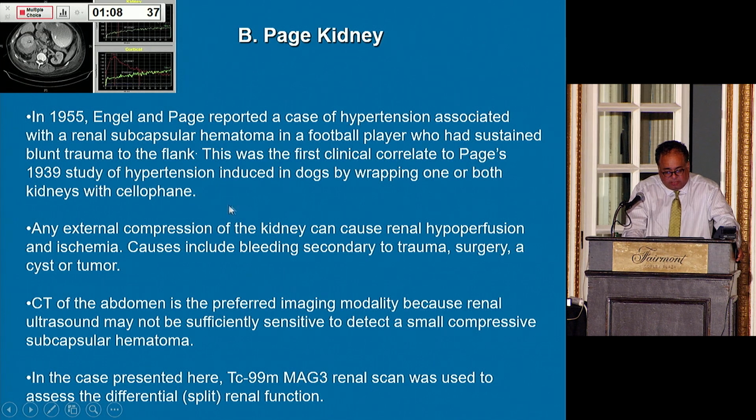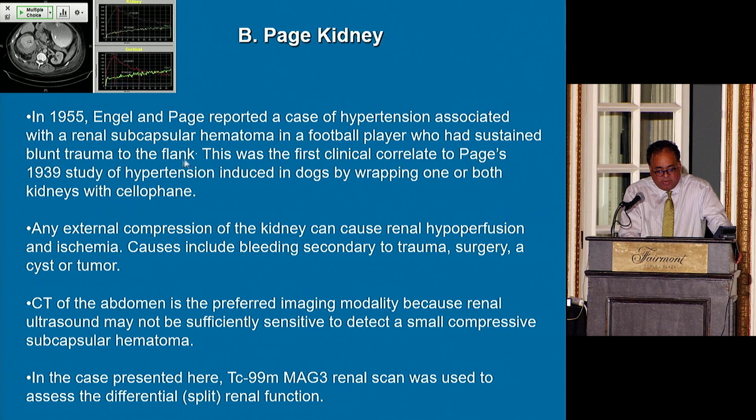B, Page kidney. So Page kidney in 1959 was reported by Engel and Page in a case of hypertension associated with a renal subcapsular hematoma in a football player who'd sustained blunt trauma to the flank. And this was the first clinical correlate to Page's 1939 study of hypertension induced in dogs by wrapping one or both of the kidneys with cellophane. So this is what Page kidney is, right? It's a compression of the kidney from an external influence.